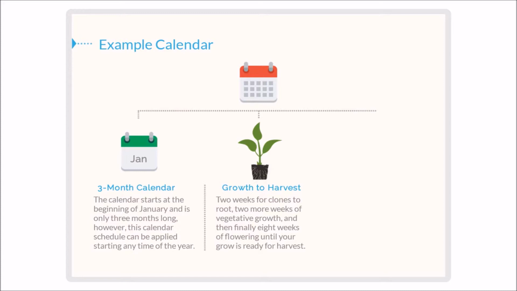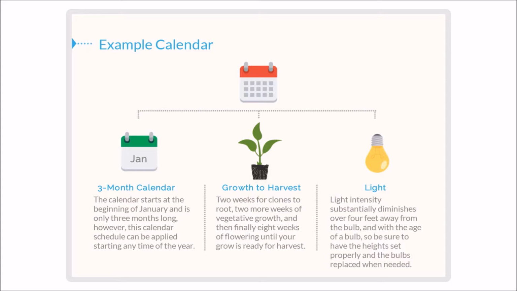If you are gardening indoors with CO2 enrichment or hydroponically, the calendar could move up about 1 week, depending on how fast the indoor garden grows. Remember, light intensity substantially diminishes over 4 feet away from the bulb and with the age of a bulb, so be sure to have the heights set properly and the bulbs replaced when needed.